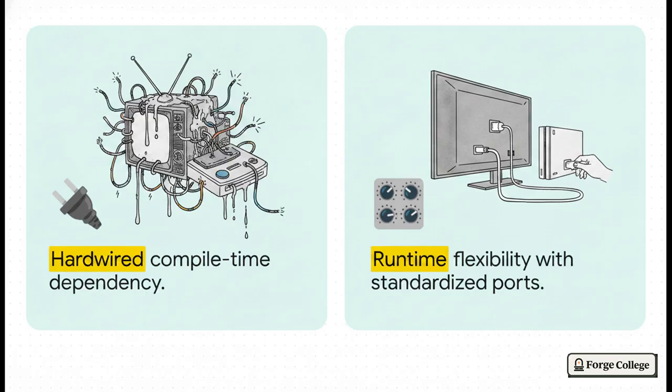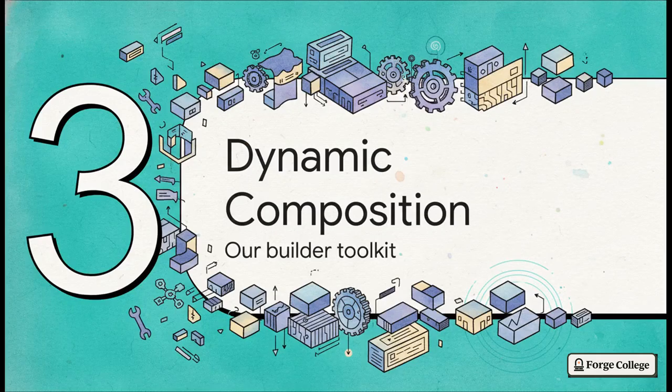Dynamic composability, on the other hand, is all about runtime flexibility. Instead of hardwiring things, we engineer standardized ports. So if the console breaks, you just unplug it, plug in a new one, and you're right back to gaming. Which leads perfectly into Section 3, our dynamic composition toolkit.